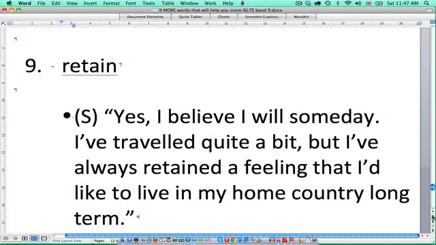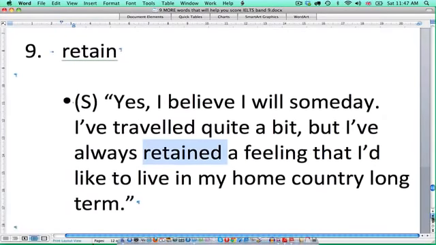Yes, I believe I will someday. I've traveled quite a bit, but I've always retained a feeling that I'd like to live in my home country long term. And all we're saying here is that we have always kept or held on to a certain base feeling that at some point in the future we would return to our home country. Retain can also be used in the writing.